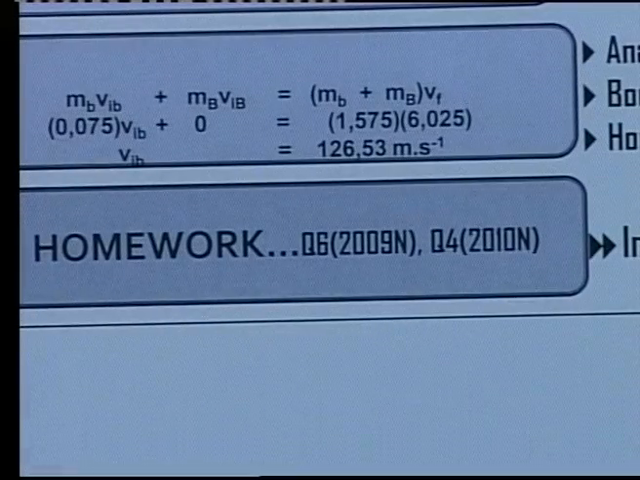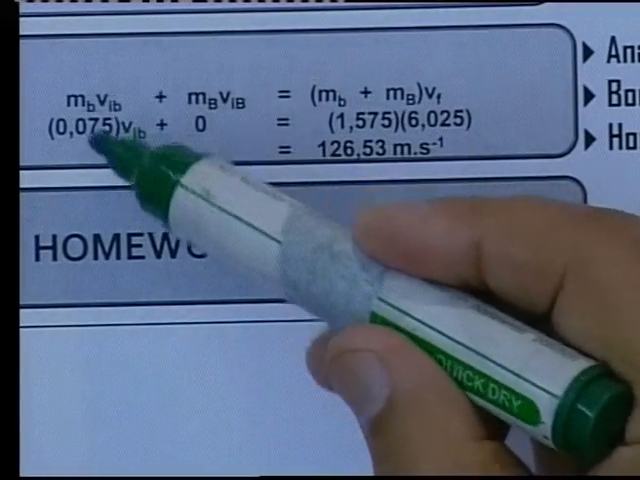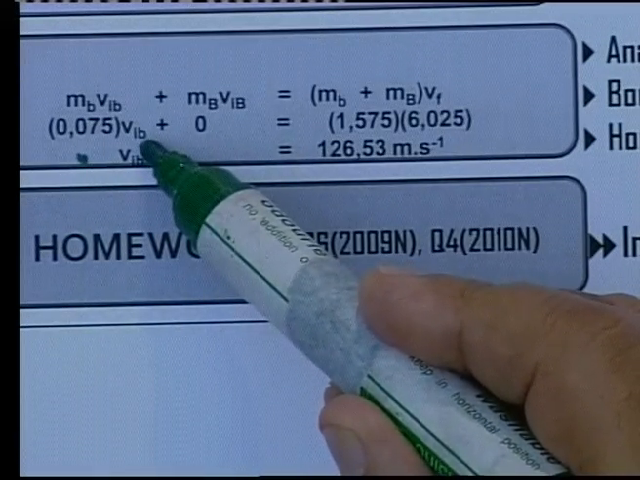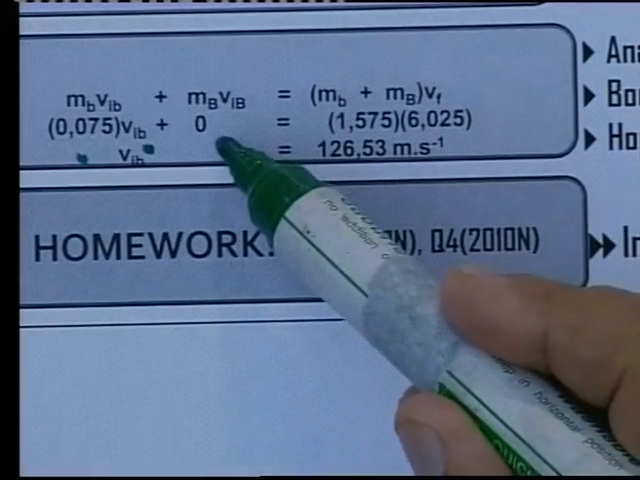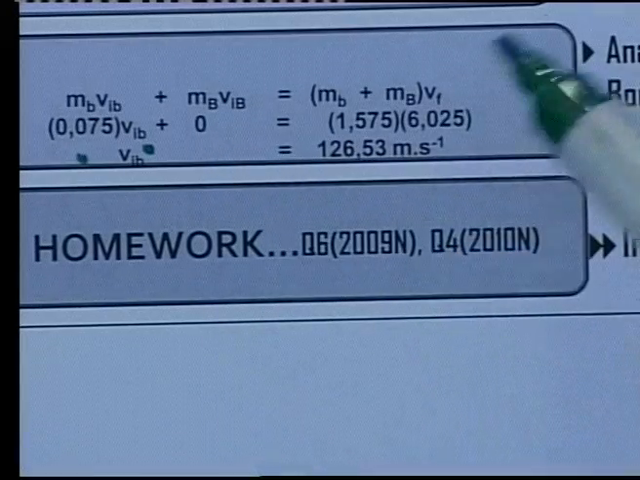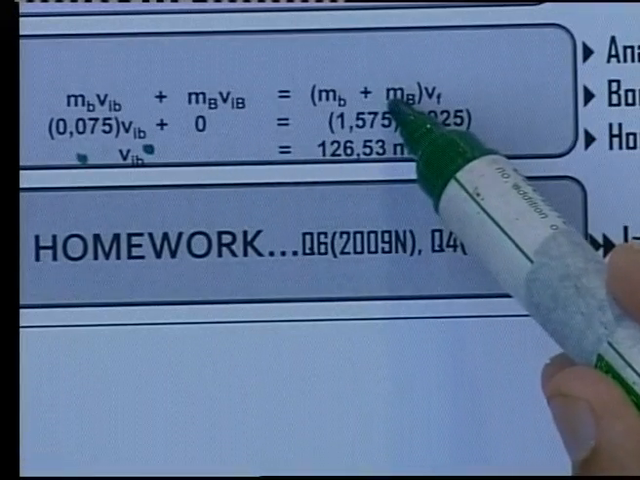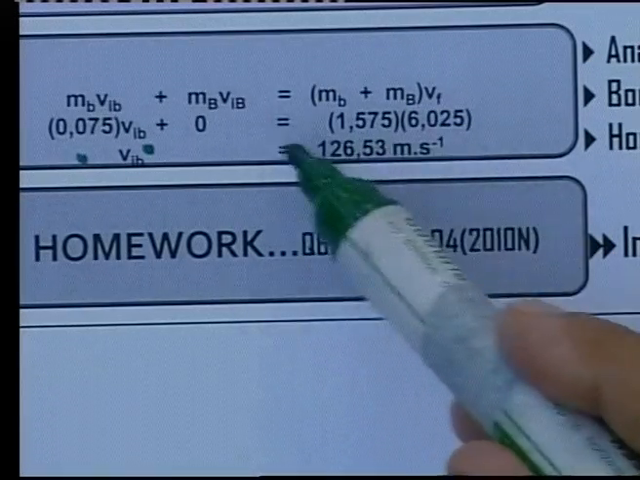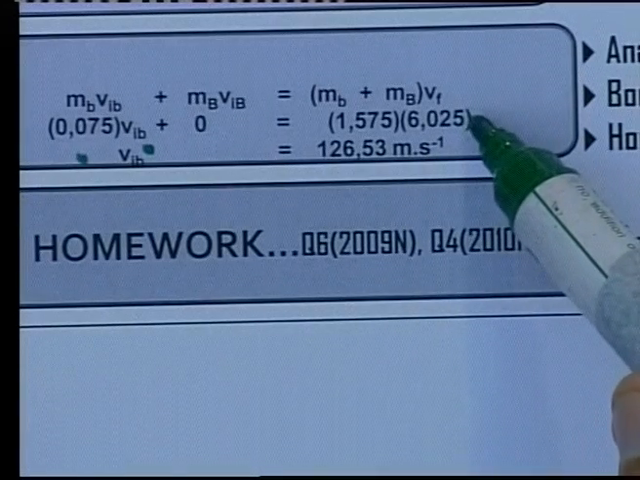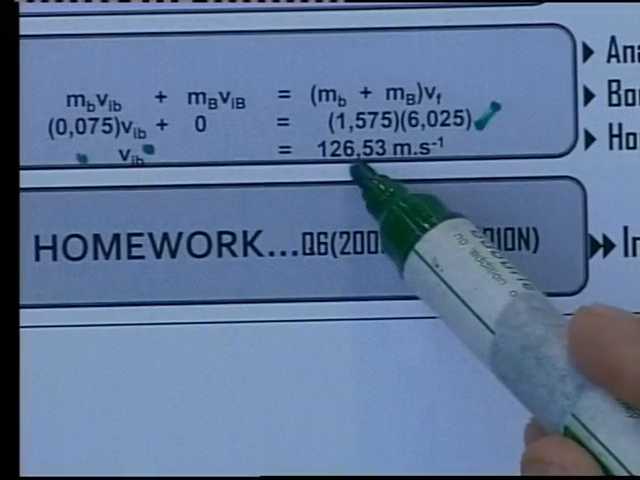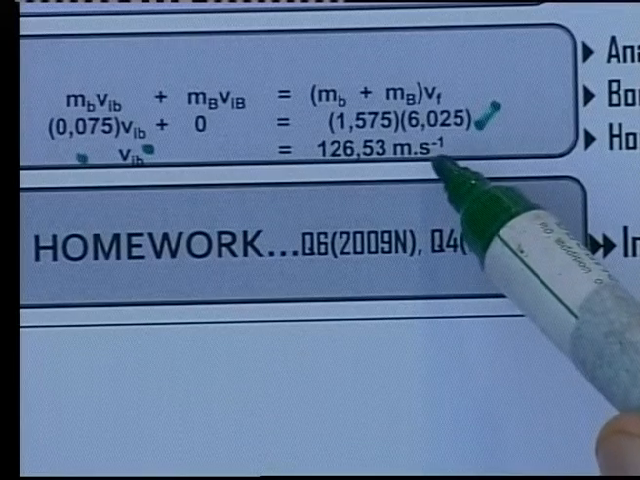Just watch carefully. This is my block, the mass of it. This is my bullet, the unknown velocity. This is my block which was standing still, velocity 0, so everything is 0. There is the two combined, so that's 1,575 for the two combined, and my velocity which I worked out earlier 6,05. And then I find that my velocity of the bullet is 126,53 meters per second.